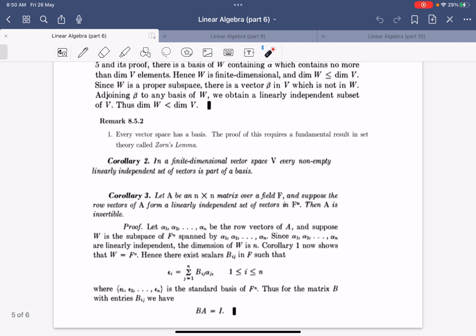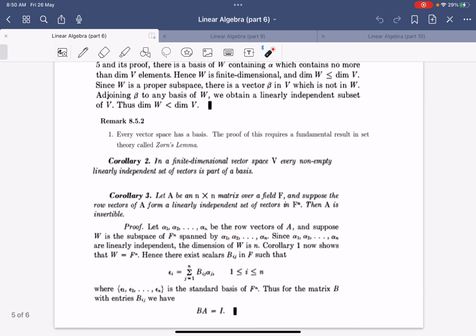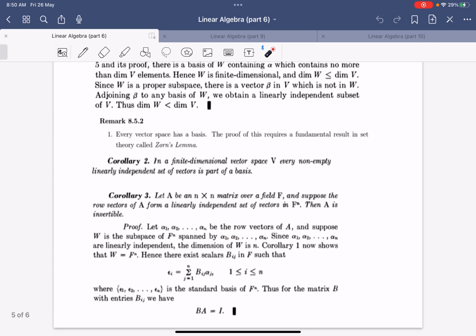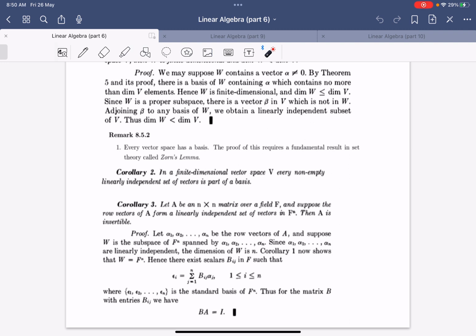And corollary 3 states that if A is a matrix over the field, and you suppose that the row vectors form a linearly independent set, then A would be invertible. The proof follows because if alpha 1 to alpha n are the row vectors of A, and you suppose that W is spanned by these vectors, since alpha 1 to alpha n is linearly independent, the dimension of W has to be n. And so by corollary 1, it now shows that W equals F^n.